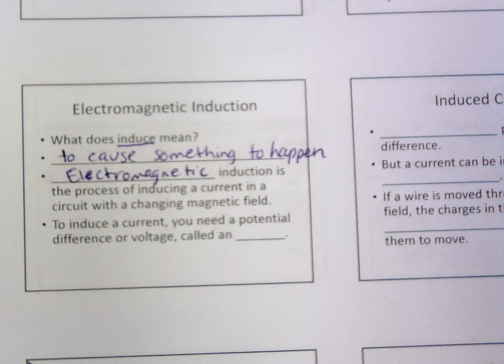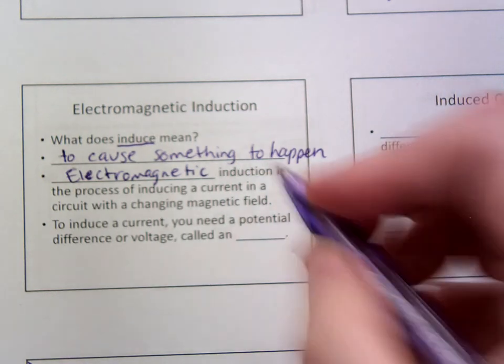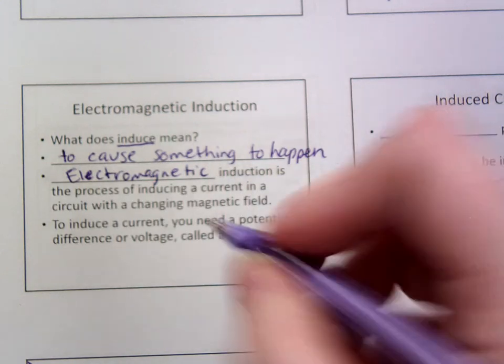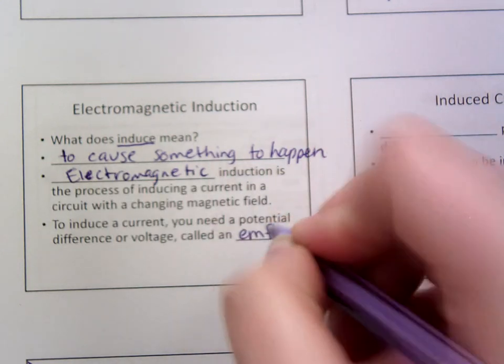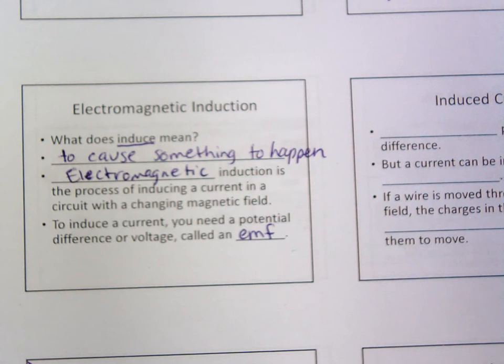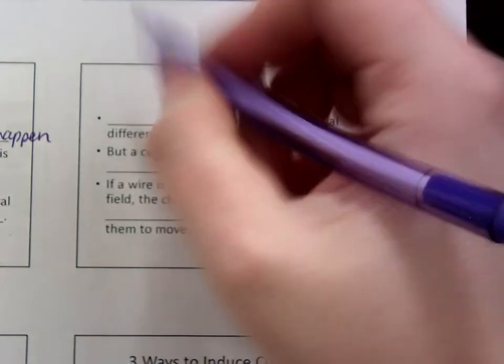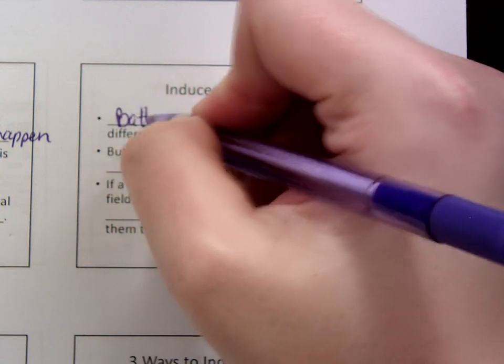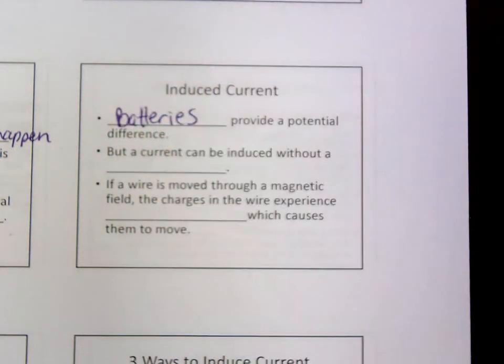Now, in the previous unit, when we were building circuits, to create a current, we needed a source of potential difference or voltage called an EMF. When we were building circuits in class, we did that by using batteries. So batteries can provide a potential difference. But in this chapter, we're going to be talking about how to create current without a battery.